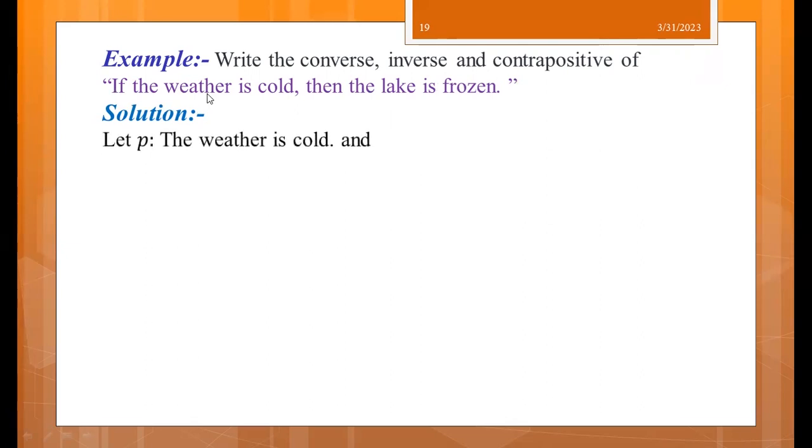In order to determine the converse and the others here, let us separate the if statement, or the hypothesis, of this logical implication, and its conclusion.